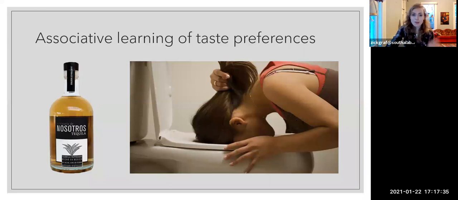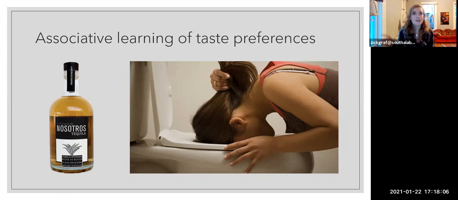So another example of associative learning that might be really familiar to you is humans' really incredible ability to form negative associations to the tastes of foods that are paired with nausea and vomiting. So maybe some of you have had this experience where you drank a little bit too much of a specific type of alcohol or a specific cocktail, threw up, and were never able to look at that drink again. Every time you had it, you had a conditioned aversive response.